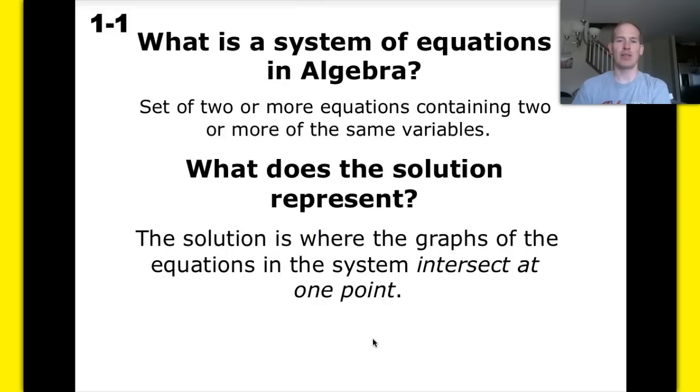This is just a little bit of background. You don't need to write this down. A set of two or more equations containing two or more of the same variables is a system of equations. You learn to solve these through elimination, substitution, or graphing. What does the solution represent then? The solution is where the graphs of the equations intersect at a point, if you solved it by graphing. So where the two graphs intersect is where the solution is.